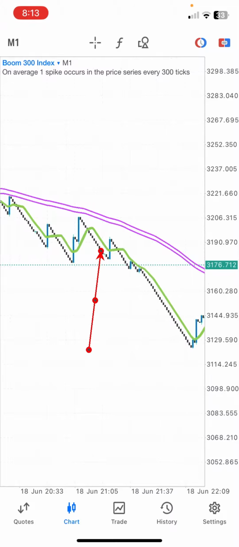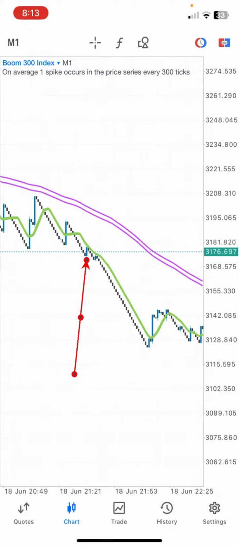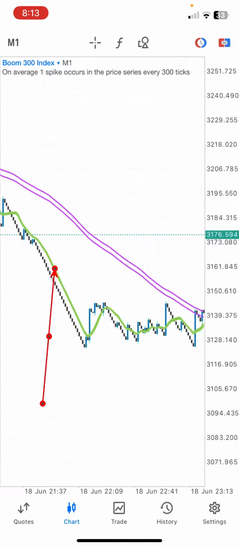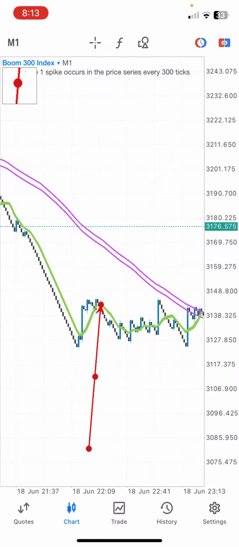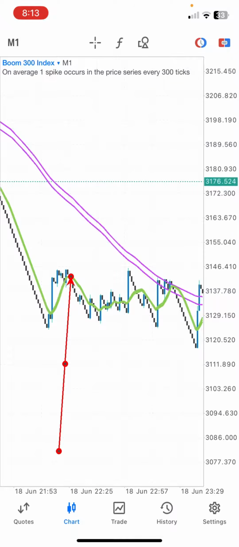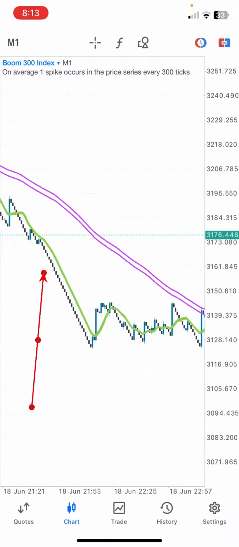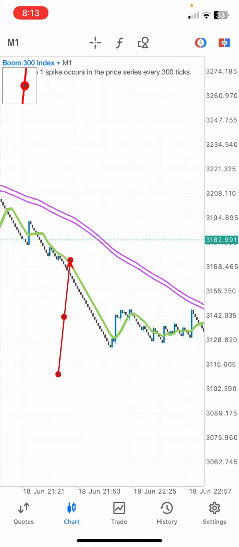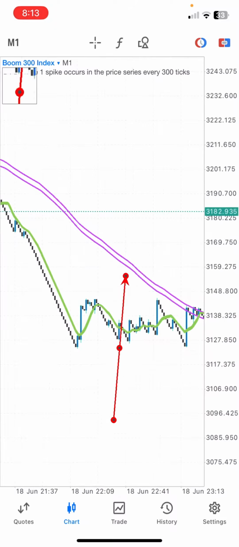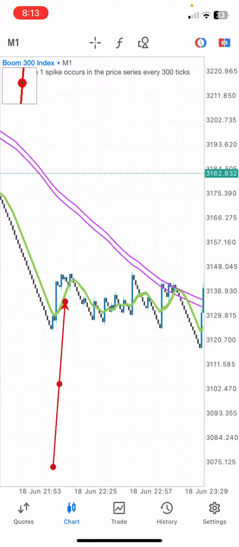And this is another entry right here. You can see you can have as many entries as you want with this strategy alone. Just make sure that the price must be below the 2 moving averages. The price must be below the 2 moving averages.